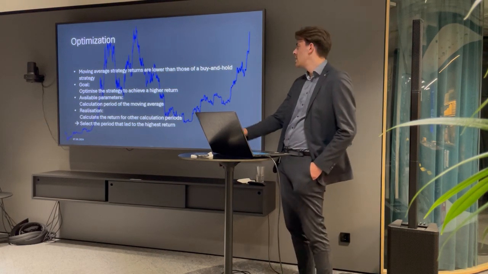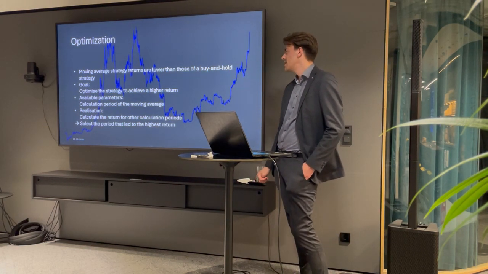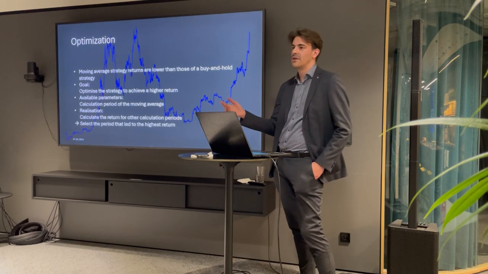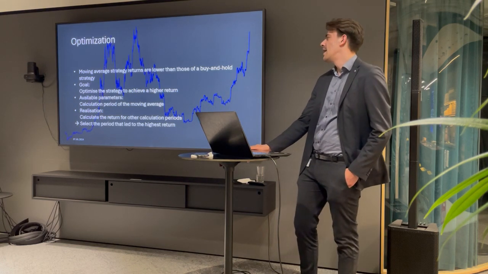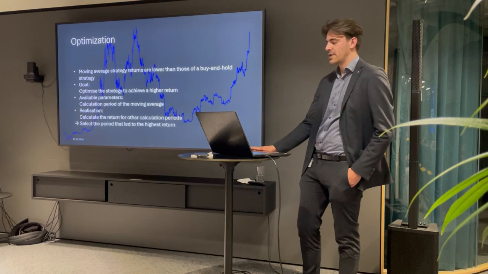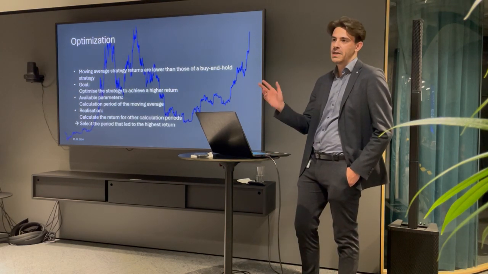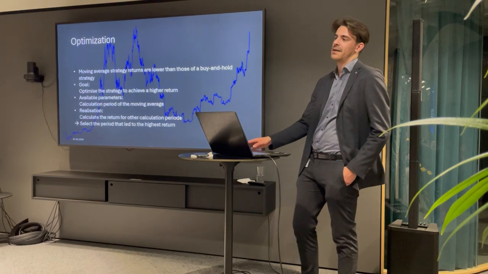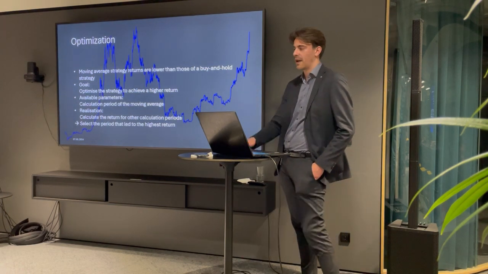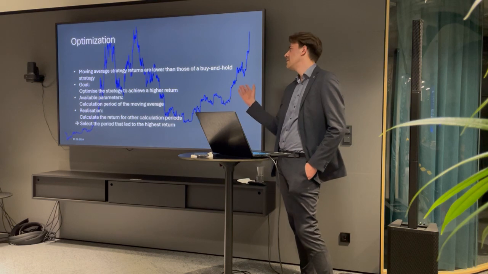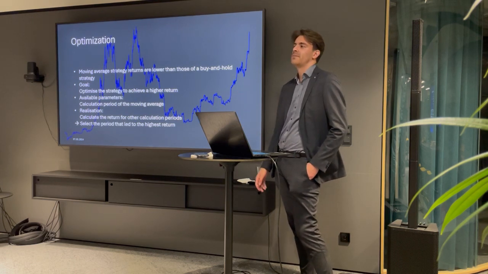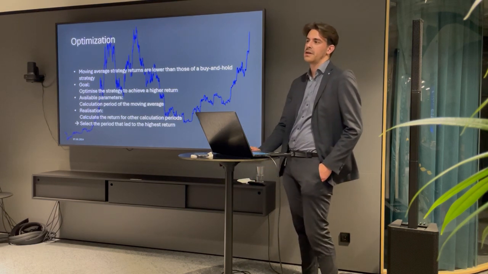That's what I just mentioned. The goal of the optimization is that we achieve a higher return than this buy and hold strategy. And with this special strategy where we have the moving average, we have exactly one parameter which we can change, and this is the number of days on which the moving average is calculated. For this example, I used 50 days, but we could also use 20 days, 30 days, or whatever.